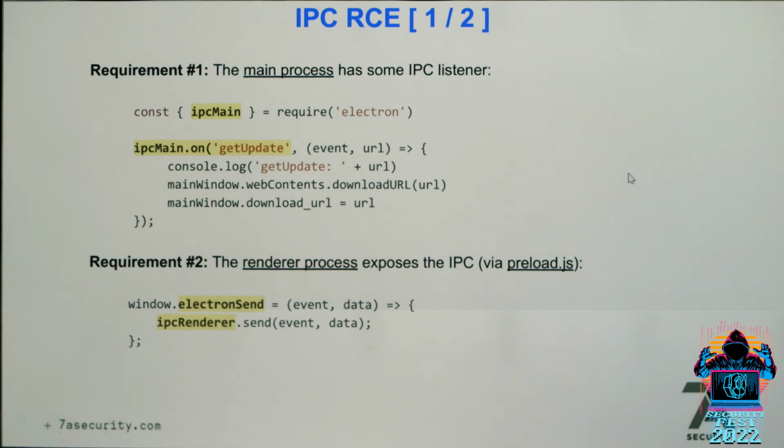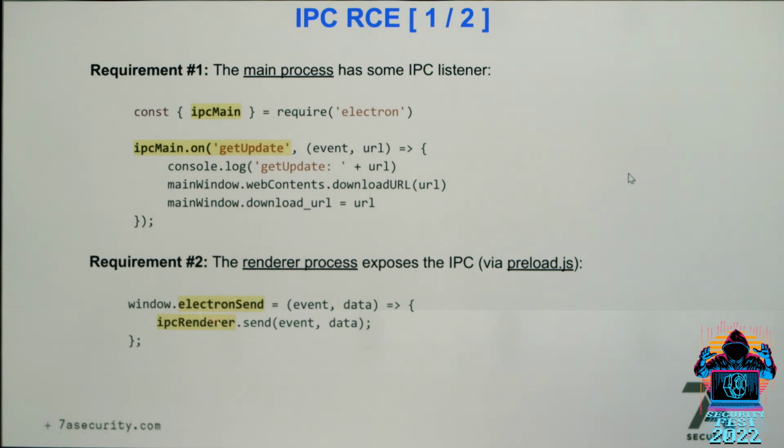We need the main process, which I told you is more privileged and can do more stuff, to do something dangerous, right? It is listening for a get update event, and then it will basically try to get the update. And then the renderer process, in preload.js, is also doing something dangerous, which is exposing an Electron API, right? So we have electronSend, and then there's ipcRenderer.send, and so on. This is exposing an Electron API to the DOM.